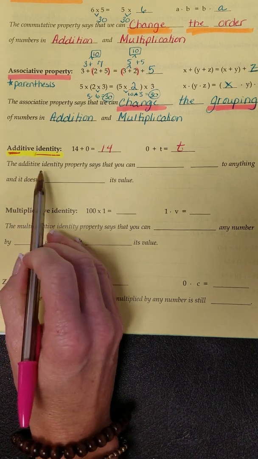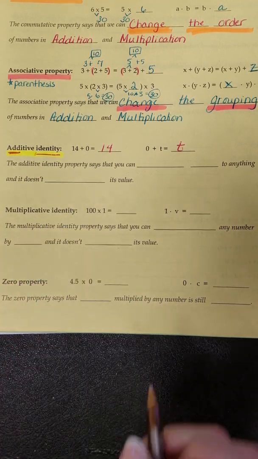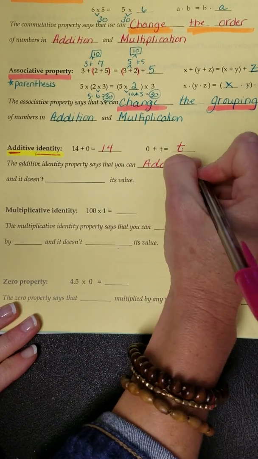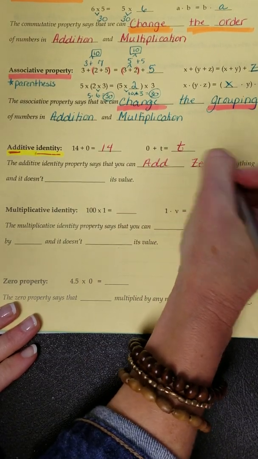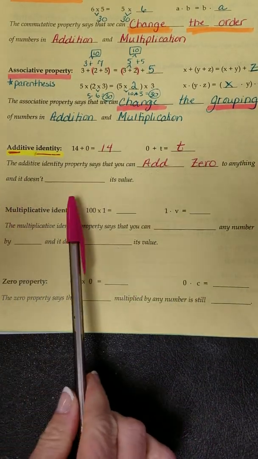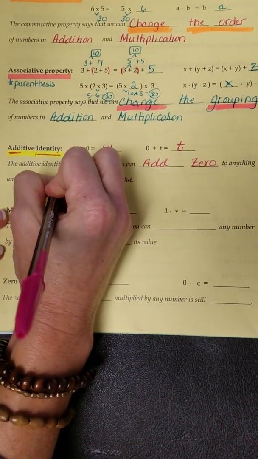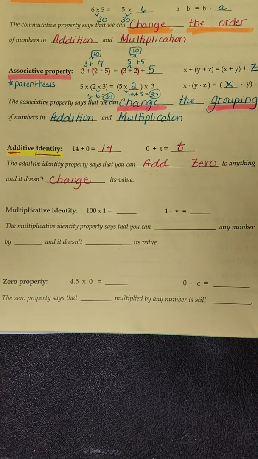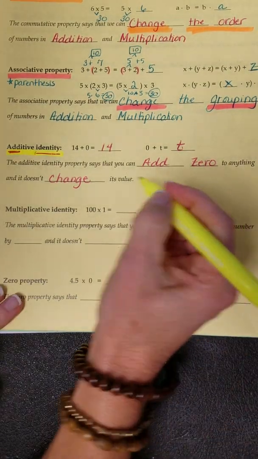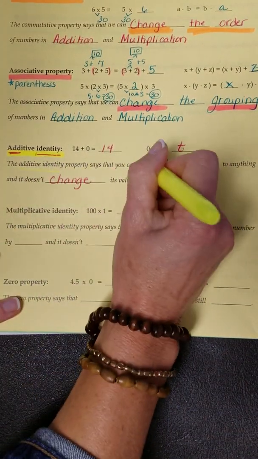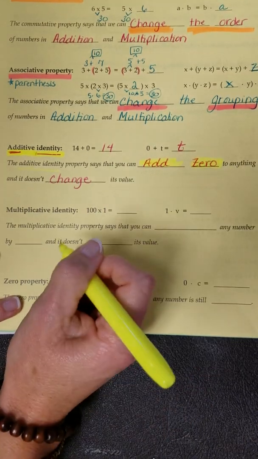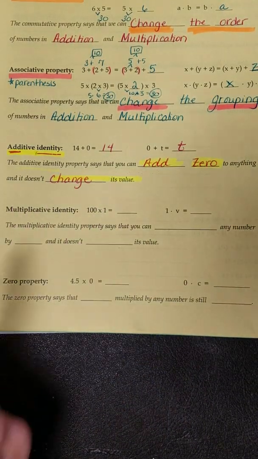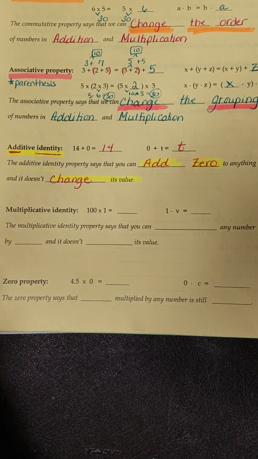So the additive identity property says that you can add 0 to anything and it doesn't change its value. It doesn't change its identity. So the additive identity says that we can add 0 and it will not change its value. The value will always stay the same. This only works for addition.